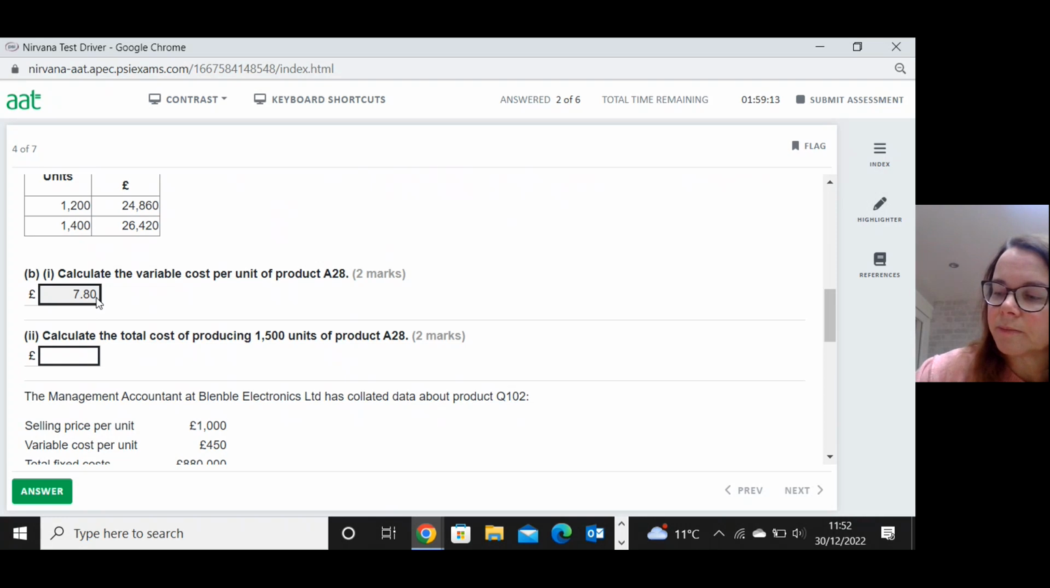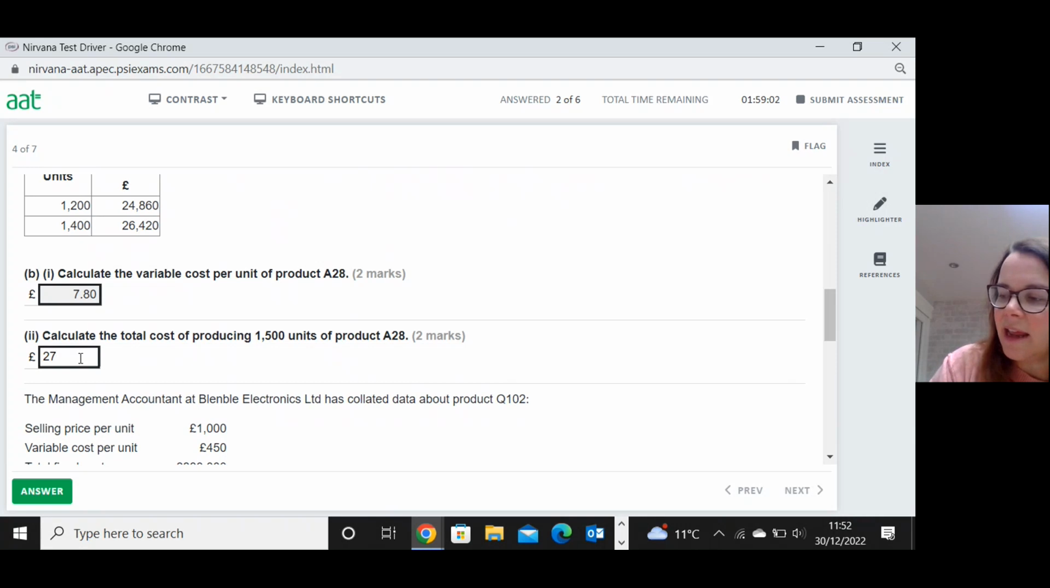Okay, so altogether that variable cost comes to 11,700. Add it on to the 15,500. So my answer here is 27,200.